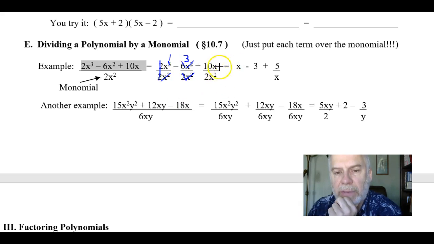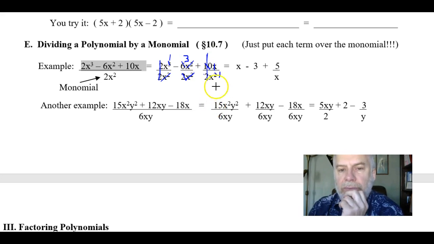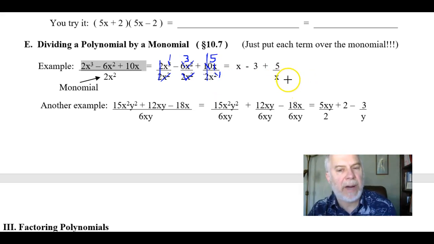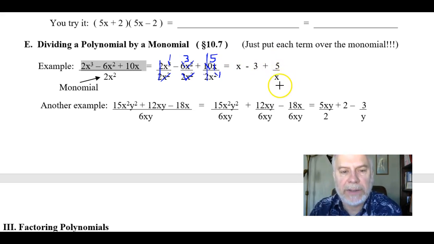But in the next problem, one of the x's cancels, dropping that down to just an exponent of 1. And the 2 inside of 10 cancels, and it leaves 5 on top. But the problem is you still have an x left over in the bottom. And you can't just pop that up to the top or anything like that. You've got to keep it in the bottom. So the answer is x minus 3 plus 5 over x.